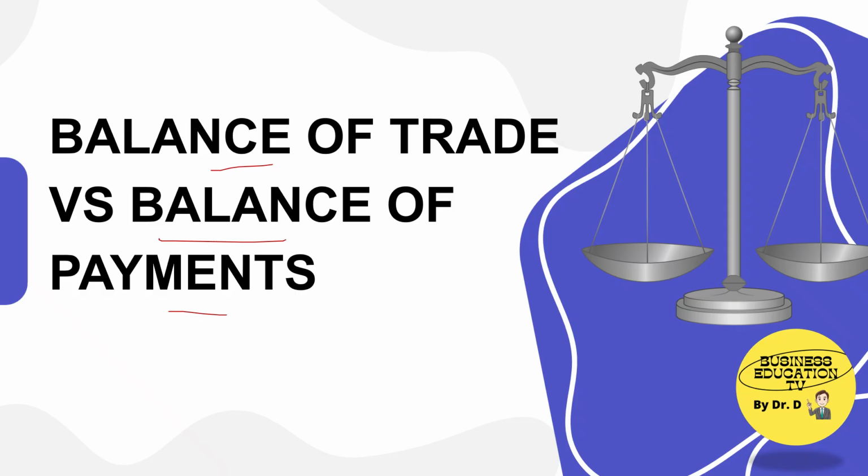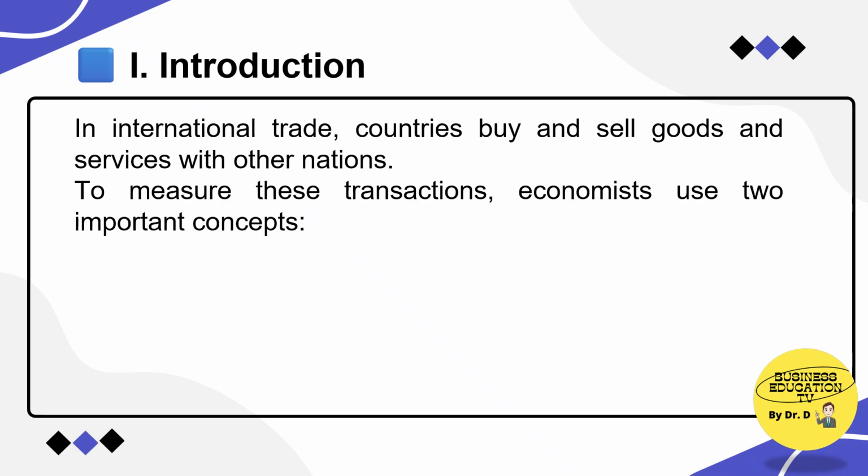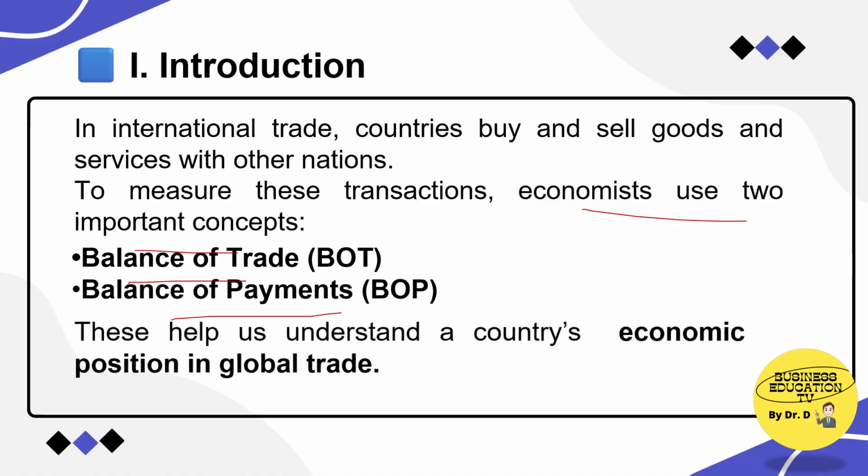So let's proceed. For the introduction, we all know that in international trade, countries buy and sell goods and services with other nations. There is really globalization, and countries are really doing global trades. And of course, to measure these transactions, economists use two important concepts, which are the balance of trade, or the BOT, and the balance of payments, which is the BOP. This helps understand a country's economic position in global trade.